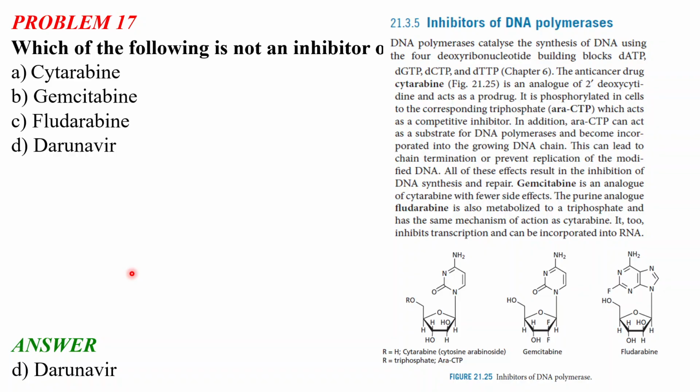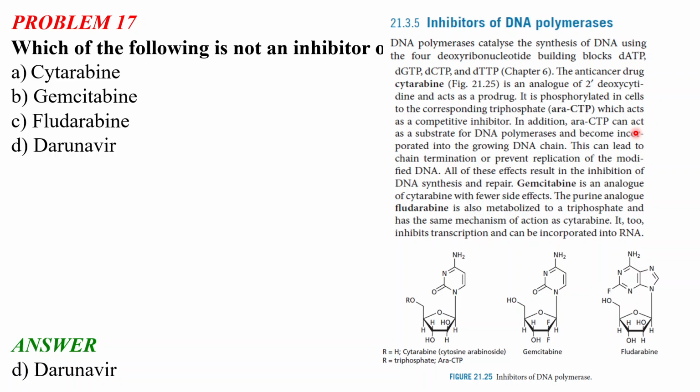So, inhibitors of DNA polymerase: the DNA polymerases catalyze the synthesis of DNA using the four deoxyribonucleotide building blocks dATP, dGTP, dCTP, and dTTP. The anti-cancer drug cytarabine is an analog of 2'-deoxycytosine and acts as a prodrug. It is phosphorylated in cells to the corresponding triphosphate ara-CTP, which acts as a competitive inhibitor.